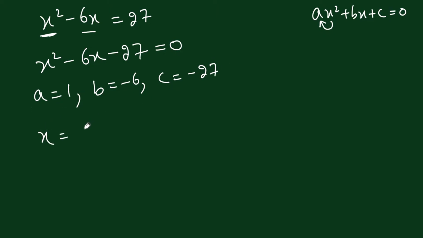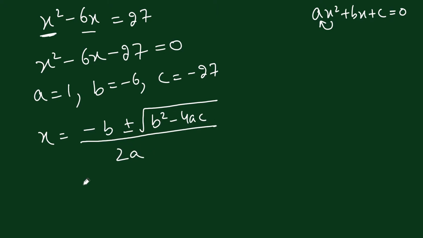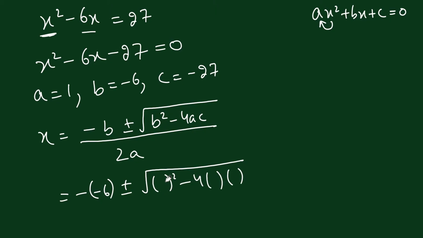So we'll write x is equal to minus b plus or minus under root b square minus 4ac, this is the square root, whole divided by 2a. Substituting: b is minus 6, so minus 6 plus or minus under root b square, b is minus 6, minus 4ac, a is 1 and c is minus 27, whole divided by 2 into a. What's a? 1.